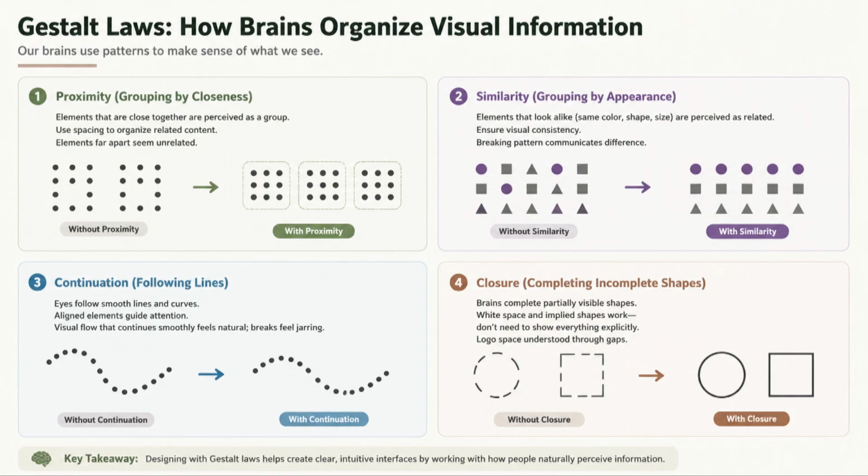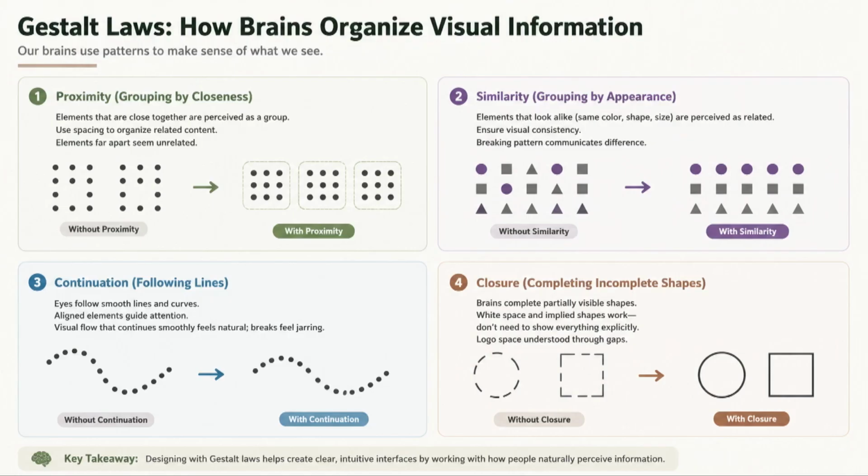Now similarity, grouping by appearance. If you look at this particular thing, there is not much similarity over there. It seems like a group of certain kinds of shapes and certain kinds of colors. Now here you can see I have grouped them by similarity. The top belongs to everything which is blue and everything which is a circle and so on. So elements that look alike, the same in terms of color, shape or size, are perceived as related. Ensure visual consistency. Breaking patterns communicates difference.